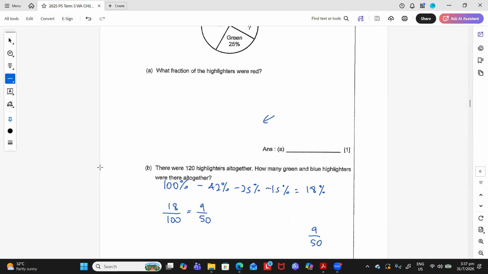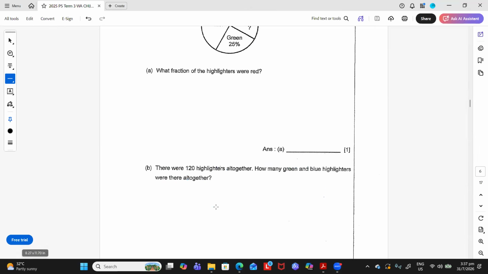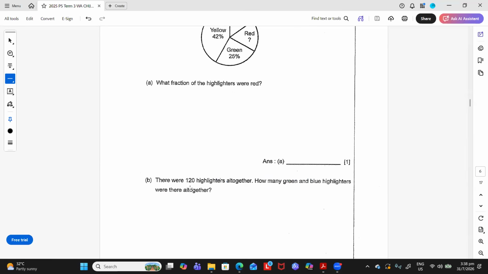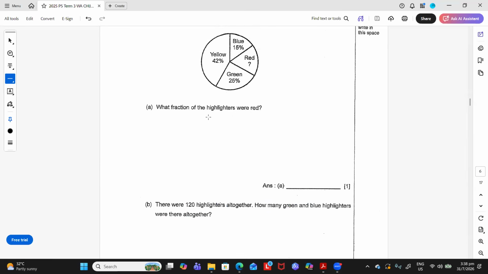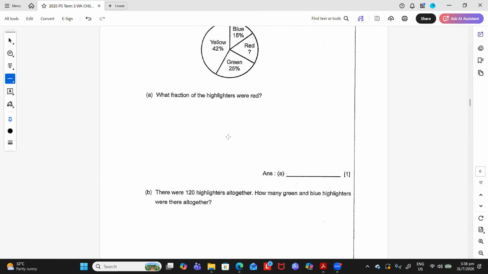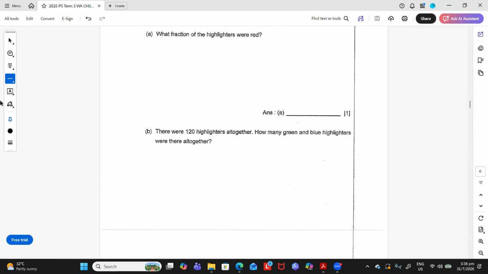Okay, part B. There were 120 highlighters altogether. How many green and blue highlighters were there altogether? So total is 120, right? Green is 25%, blue is 15%. So you can write down 25% plus 15% is 40%. You just have to find 40% of the total. That's your answer. So 40% of the total means 40% times 120. You will immediately get your answer as 48.